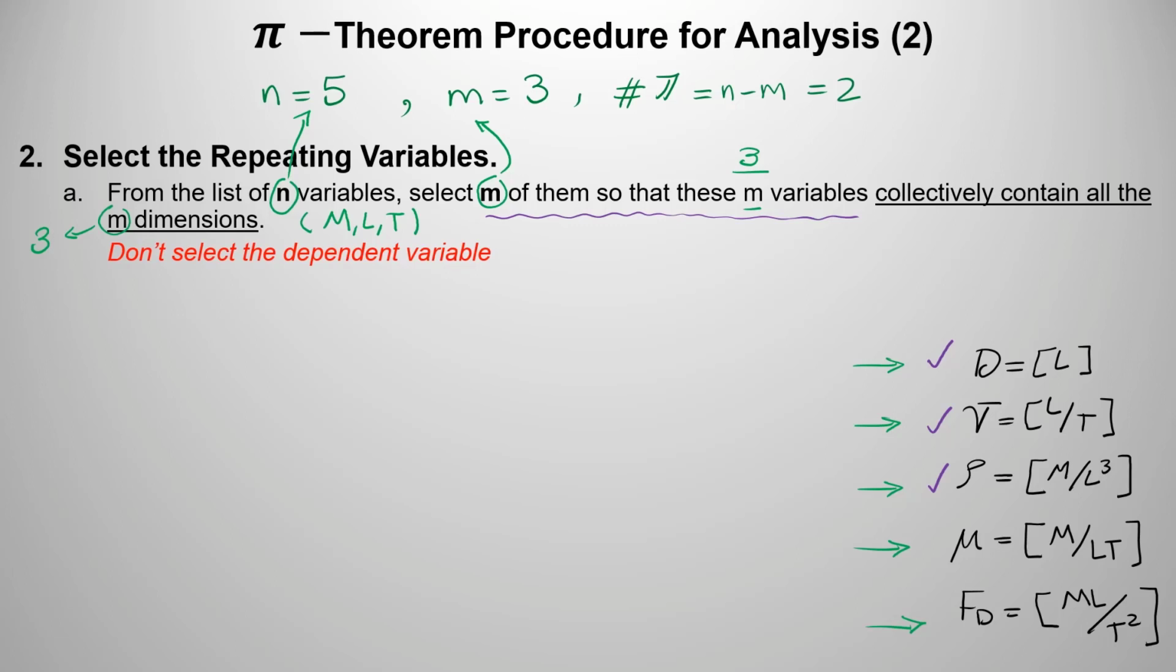I could, instead of rho, select mu, or basically viscosity, right? Because still I have M, I have L, and I have T at least once in those three too. But it depends on you which variables you want to go with. So there are multiple pathways to go with. The only thing that you need to pay attention to is that you do not select the dependent variable. What does that mean? Remember that I told you that FD is a function of D, V, rho, and mu, right? FD over here is your dependent variable.